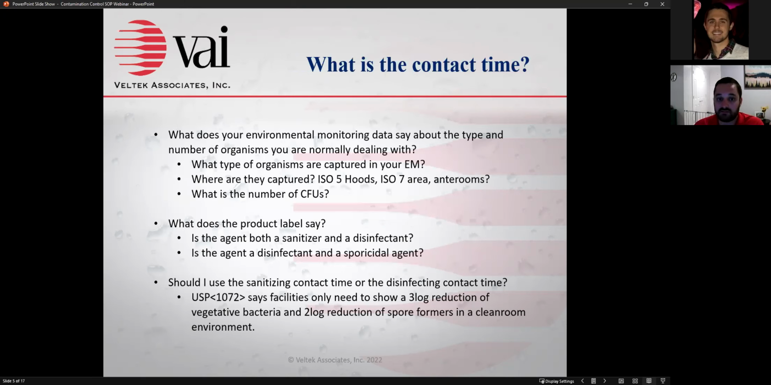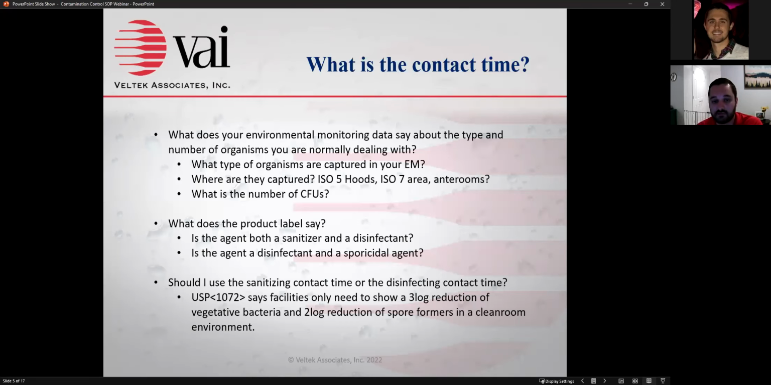One of those big things is your environmental monitoring data. What are the types and numbers of organisms that you're normally dealing with? The environmental monitoring for somebody, say, down in South Florida during the summer might look completely different than somebody in the Northeast during the winter. I know that in the 503A and hospital pharmacy side of things, there's not a lot of strict environmental monitoring procedures required, but I do think that that's valuable data.